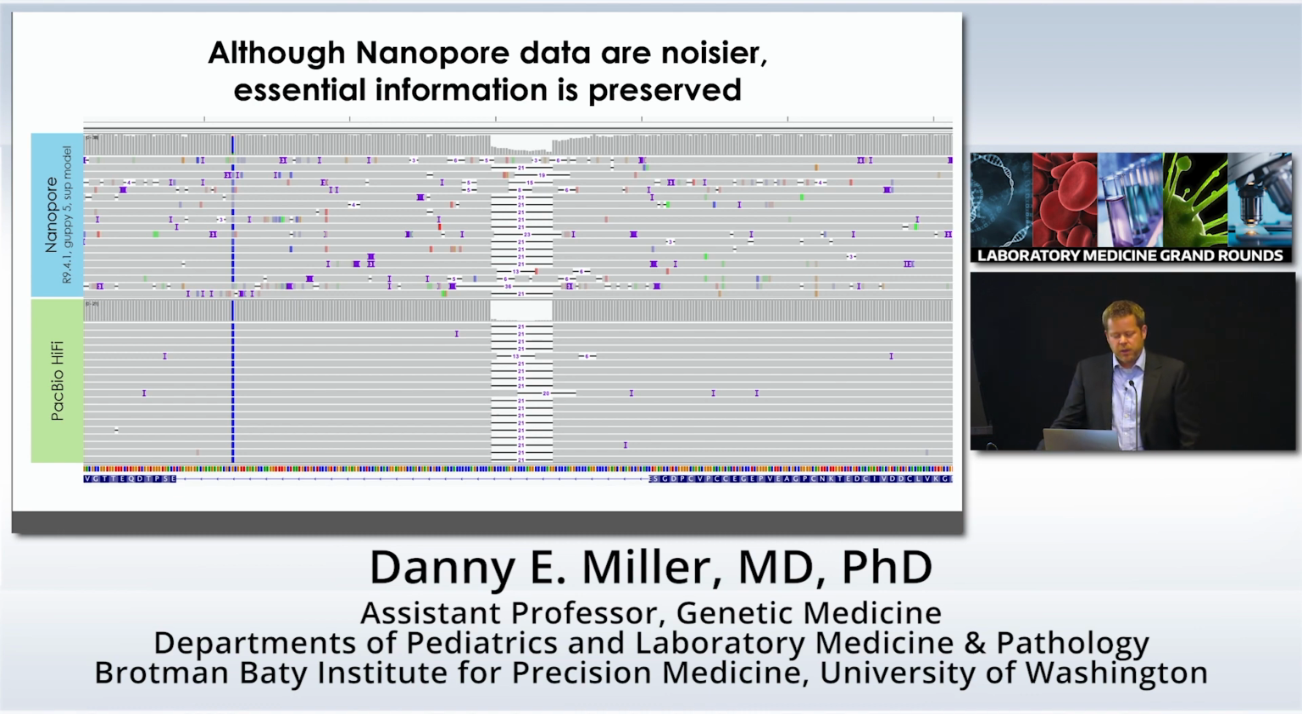You know, this individual is homozygous for this deletion, and you can see that in both data sets. And they're also homozygous for the single nucleotide change, which you can see in both data sets. For me, the big advantage, especially during residency, was the cost and the time to produce the data. It's much cheaper to generate nanopore data, and you can generate it much more quickly.